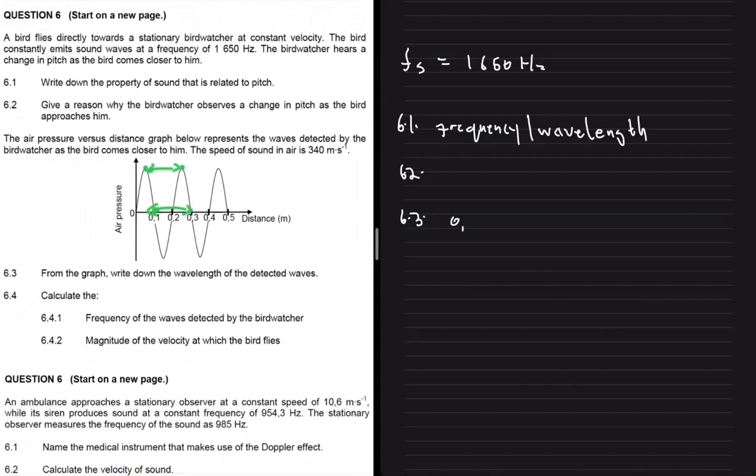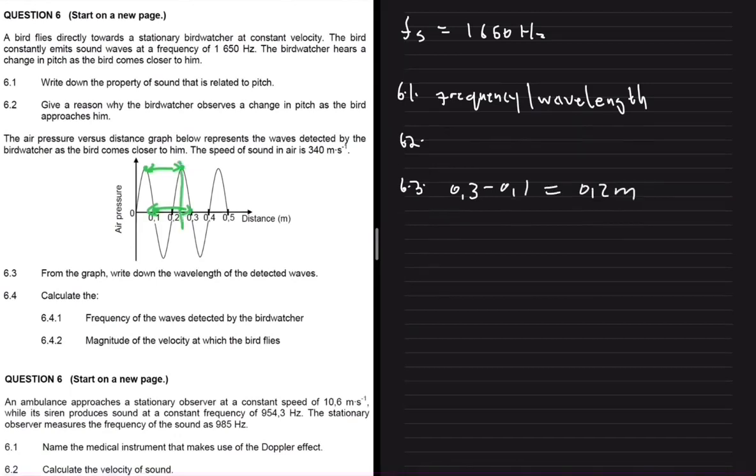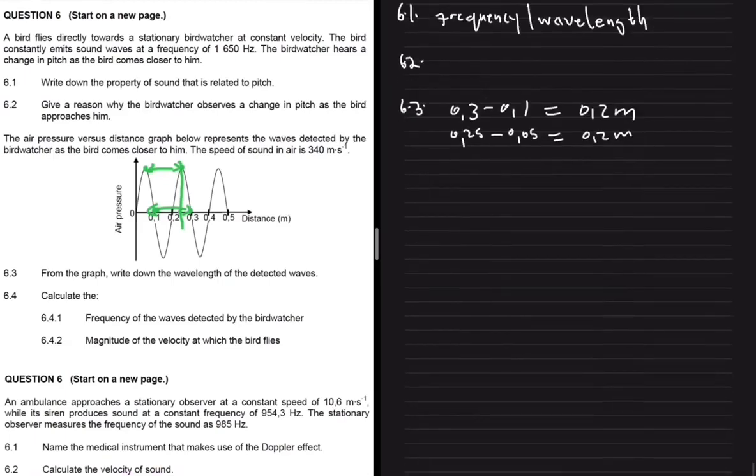So you can see there from the graph that we have 0.3 minus 0.1, which will give us 0.2 meters. If we use the other point, if we use the crest instead, between 0 and 0.1 we have 0.05, and at 0.25 we have the next, which will also give you 0.2 meters. So the wavelength, we calculated it by just going back to the definition of what a wavelength is.